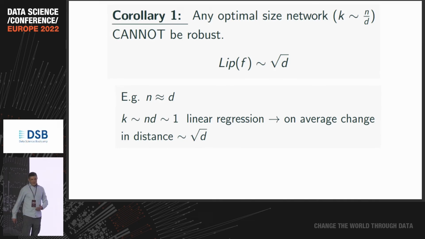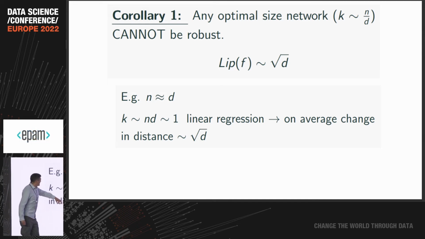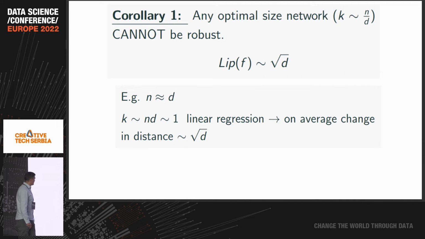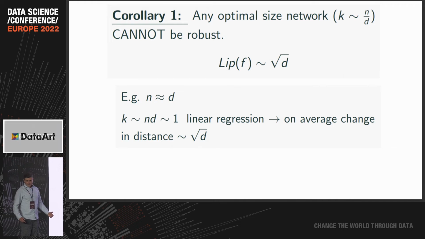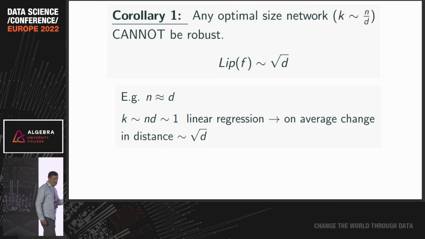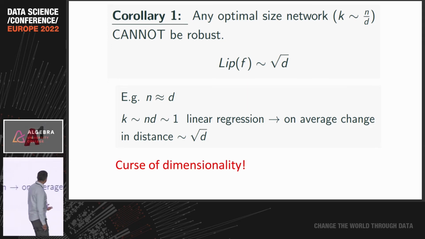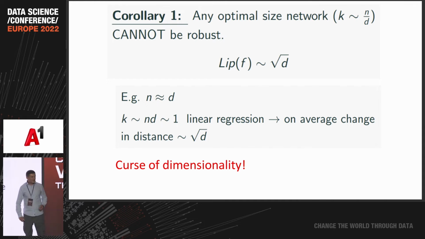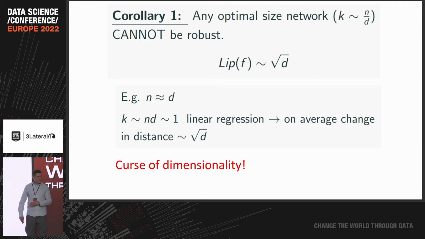For example, if n is approximately equal to d, if you correct the math, I realized that this was wrong. This is n over d. And n over d, when n is approximately equal to d, is 1. And this is a linear regression. If you have a linear regression in d-dimensional space, we've seen that the distance grows as the square root of d. So it is not Lipschitz. It depends on the dimension of the initial parameter space. And this is where the curse of dimensionality comes in, which is a nightmare for many people in the machine learning industry. It's a nightmare, but here it is something that helps.